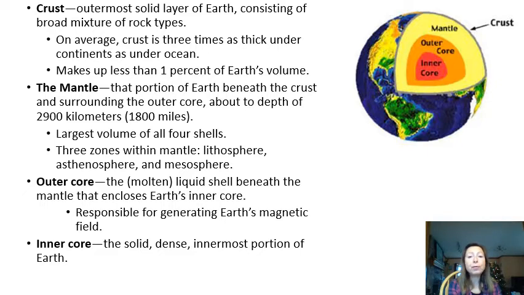The mantle has the largest volume of all four shells of the Earth, and it has three zones: the lithosphere, the asthenosphere, and the mesosphere. The next major shell inside of the Earth underneath the mantle is the outer core. This is the liquid or molten shell beneath the mantle, and it encloses the Earth's inner core. The outer core is responsible for generating Earth's magnetic field, which switches in a more or less cyclical fashion. And then finally, in the very center of the Earth, there is the inner core, which is believed to be solid and extremely dense, the innermost portion of our Earth.